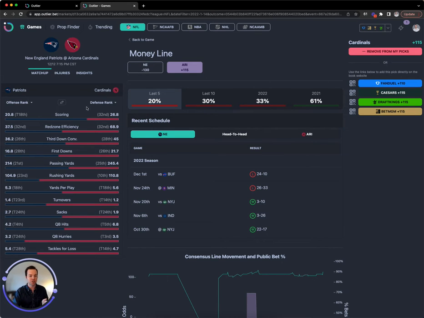First, let's direct our attention to this panel here on the left. At the top, you see that we can look at matchups, injuries, or insights.